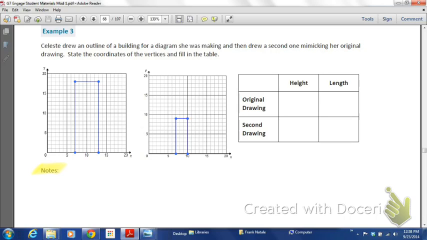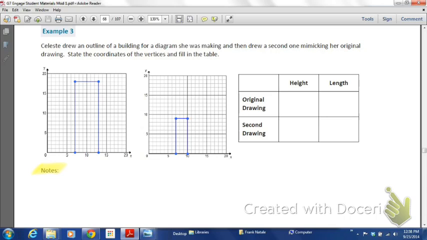Celeste drew an outline of a building for a diagram she was making, and then drew a second one mimicking her original drawing. I'm not sure why you do something like this, but we are. State the coordinates of the vertices and fill in the table.